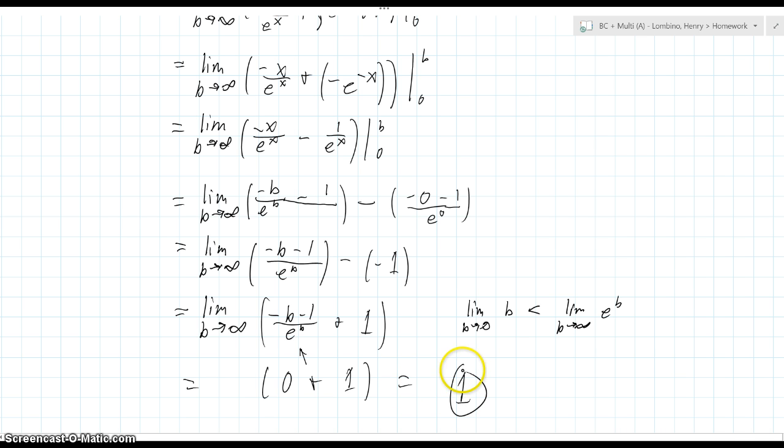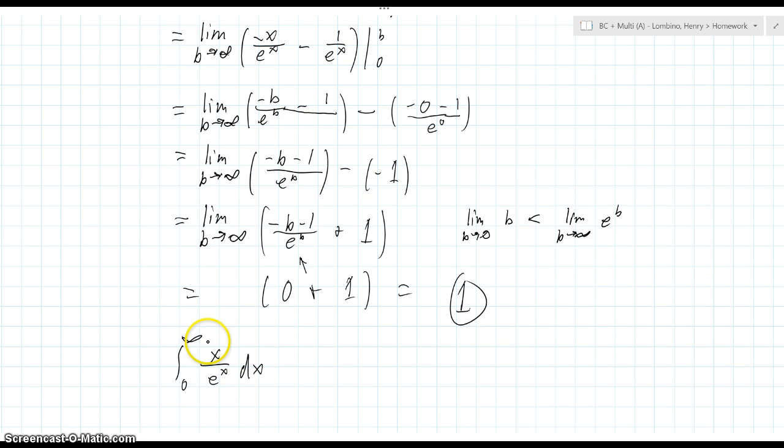Meaning that if we go back to our original equation, that equation now, our original equation, equals 1. There you go. You have now solved an improper integral.